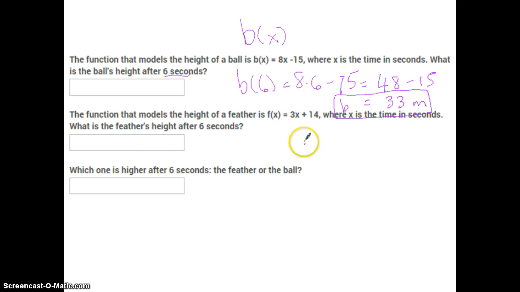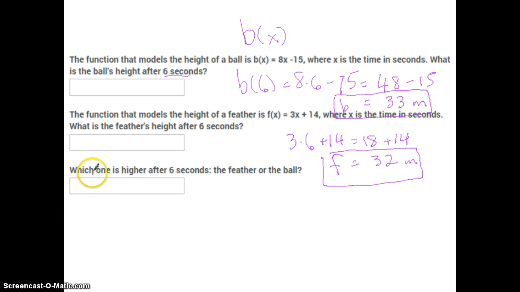And then let's do the feather. So that's 3 times 6 plus 14, which is 18 plus 14, which is 32 meters. So the feather was at 32 meters. And the ball was at 33, so which one is higher after 6 seconds? Let's see, this was 33 up, this one's 32 up, so it must be the ball winning out by a nose. All right, and in that problem, I just was replacing the x with a number and figuring out which one was bigger.